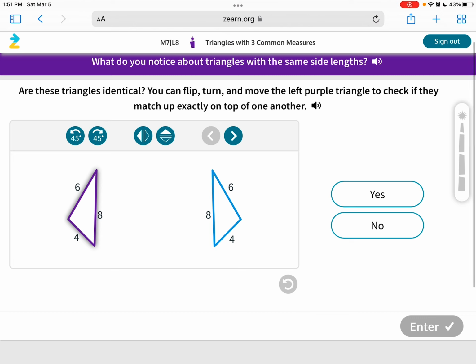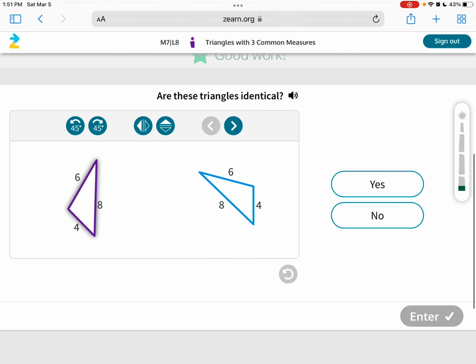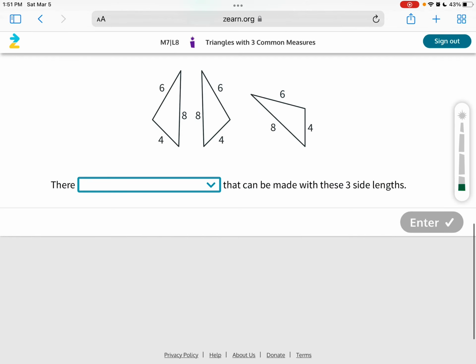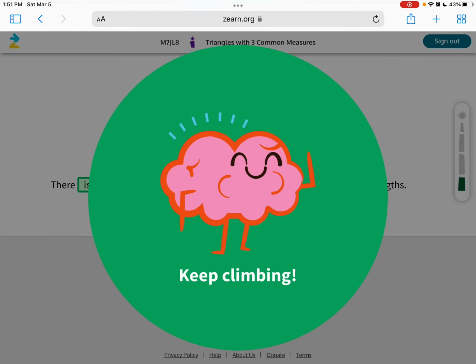Alright, are these triangles identical? So these ones have the same side lengths, which means yes. Are these identical? 4, 6, 8, and 4, 6, 8. So yes. They're all 4, 6, and 8. So there is only one unique triangle.